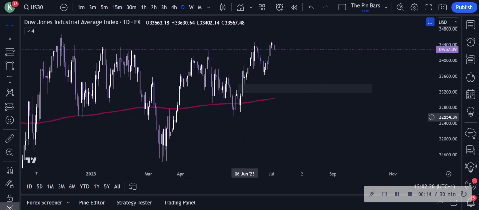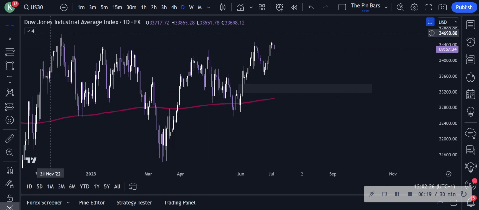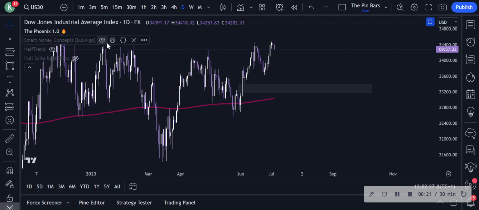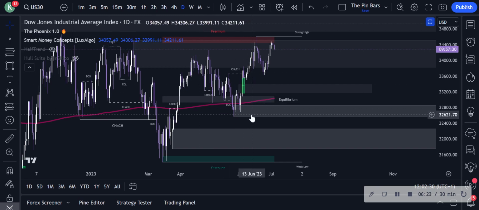Obviously, we do have a whole lot of liquidity zones right here as well, which you could draw with smart money concepts. So zone right here, this is your equilibrium. Like I said, the fair value gap was right here.